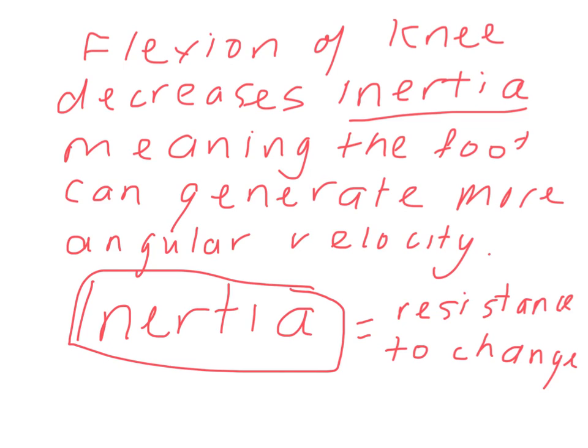And the same with the leg. By flexing the knee, I'm decreasing the inertia of the leg, and the leg is able to move at a greater angular velocity. Angular velocity means velocity, meaning speed, and angular because it's not in a straight line, there's an angle to it. You're moving through a curve. So flexion of the knee reduces the inertia, meaning the foot can move faster and can apply greater force to the ball.